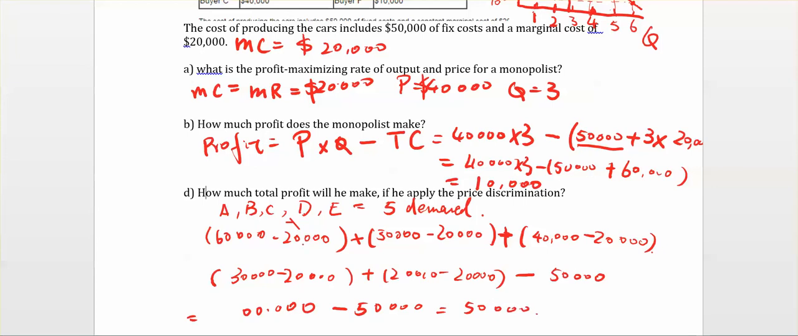So the point of this question is you should know what can be called price discrimination, and how the monopoly applies price discrimination in its selling. You need to know price discrimination means the monopoly will charge each consumer based on their willingness to pay.